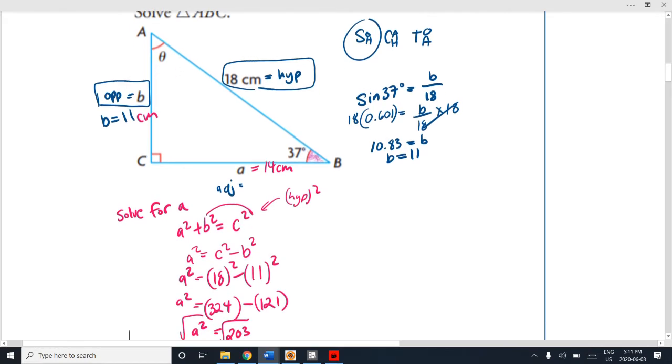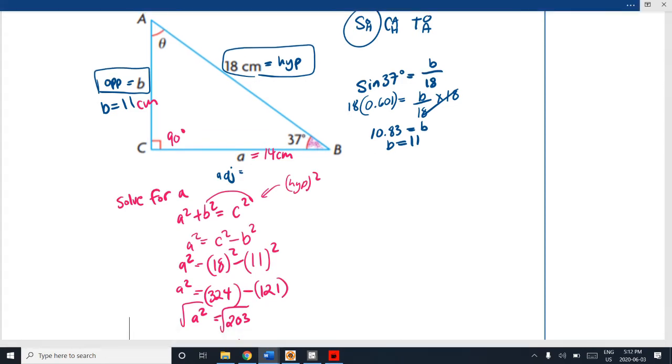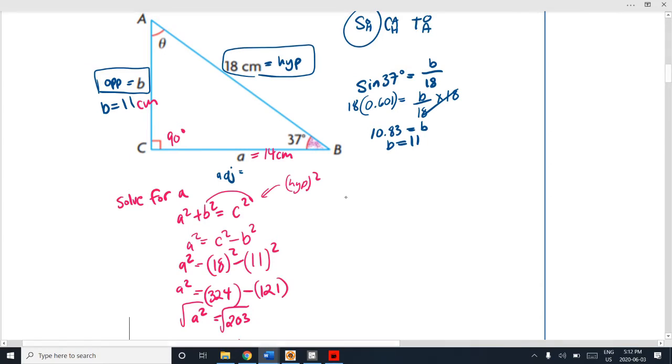Now, we can use the properties of a triangle, the angles of a triangle, to solve for theta. We know that a triangle has to add up to 180 degrees, all the angles inside. We know C here is a right angle, so that's 90 degrees. We know B here is 37 degrees. So we just have to find what theta is. Okay, let's use a different color here. So we're going to solve for theta, which is also known as angle A here. I'll just put that in brackets. So let's solve for theta.